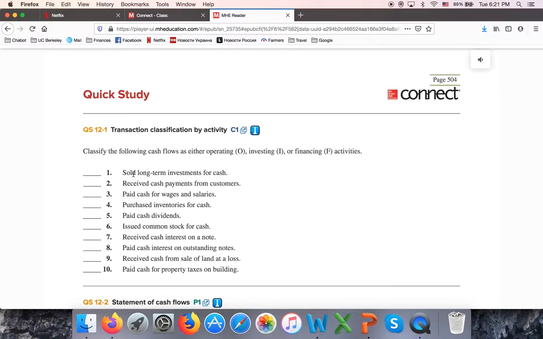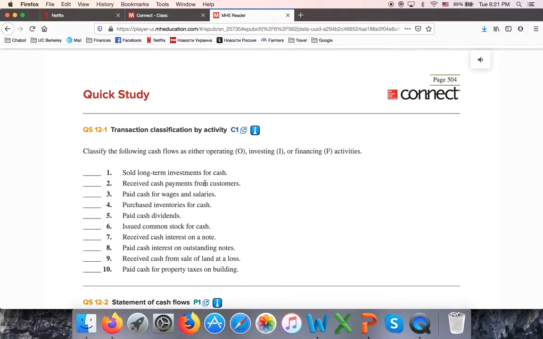Okay, so we sold long-term investments for cash. That would be an example of an investing activity. Sold long-term investments that we held for cash. It's an investing activity, and I would say plus, right? It's a cash inflow. Cash is coming in.